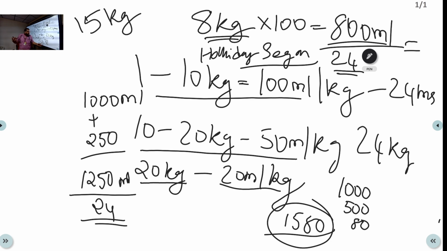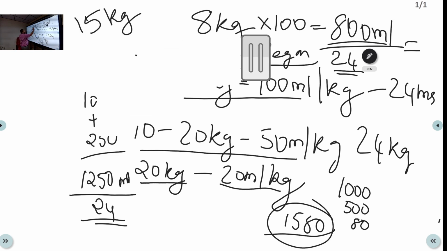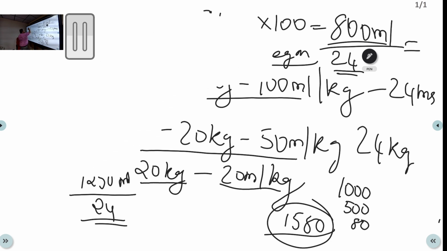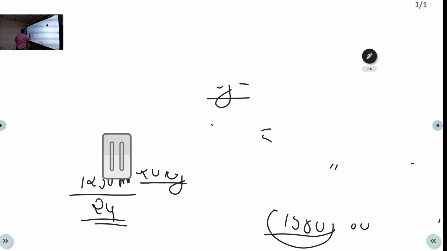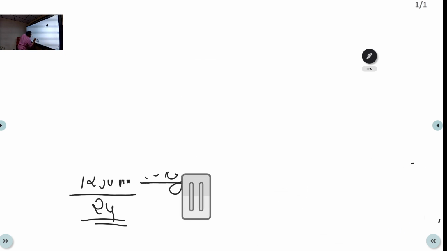Suppose 1580 divided by 24, that much ml you need to give, plus ongoing loss you need to add, plus if hypotension is there, you need to give boluses also. So that is how you need to calculate the maintenance fluid. Clear? Maintenance fluid calculation. I'll give you an example. Every one of you calculate for a 32 kg child, how much fluid you need to give? You calculate the maintenance fluid.